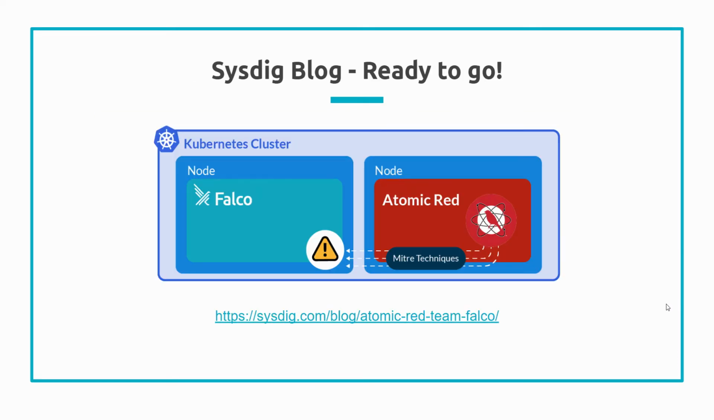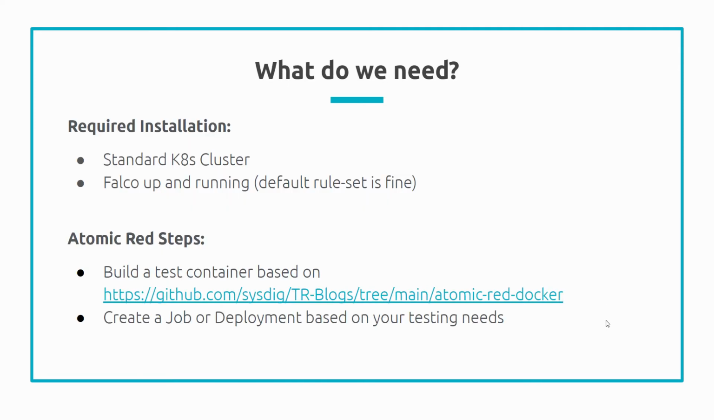We took a look into Atomic Red, and we provided a very nice article, which you can see here in the link now, which is showing off Falco together with Atomic Red. What do we need to do this? And yes, you can actually do the same demo I'm providing you here right now in your own little lab environment, for example. You need a standard Kubernetes cluster. You need Falco up and running. And believe me, the default rule set is completely fine, which comes directly with a standard Falco installation.